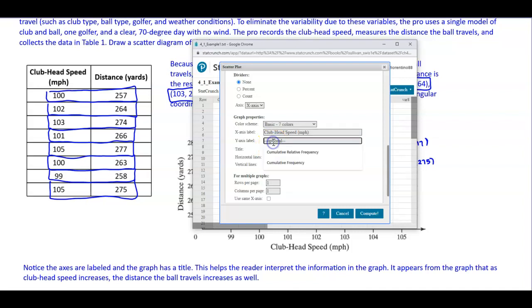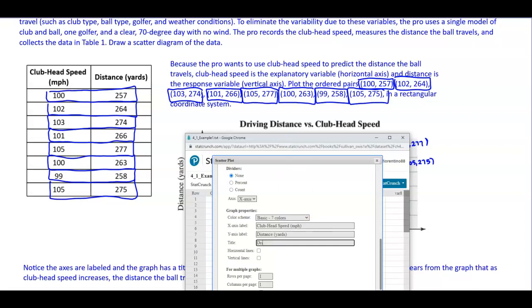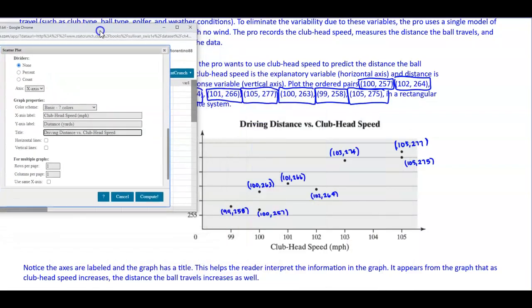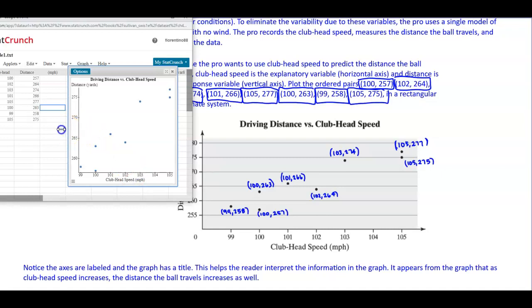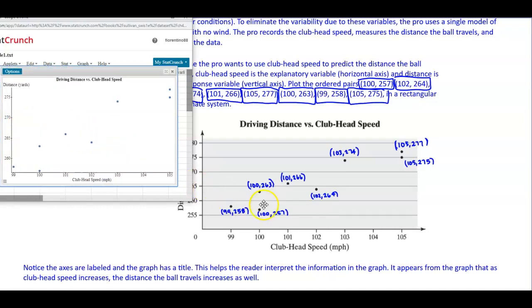Then we have the y-axis label, which is distance, and we know that's in yards. And then we have the title, which is driving distance versus club head speed. Now we're going to select Compute. And now we have our scatter diagram, which resembles what we have over here. And there are your points. So that's how we create it using StatCrunch.